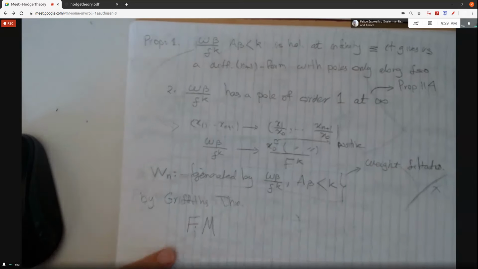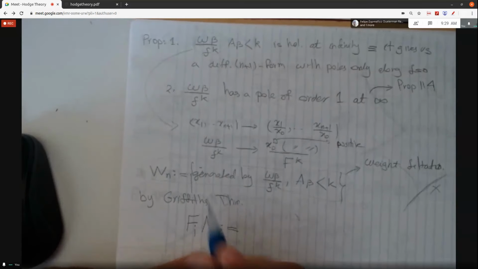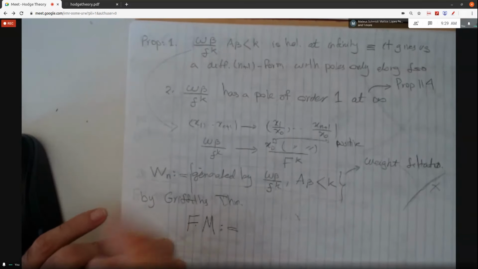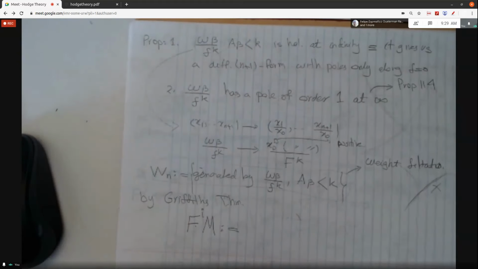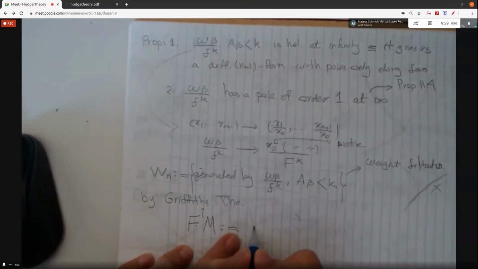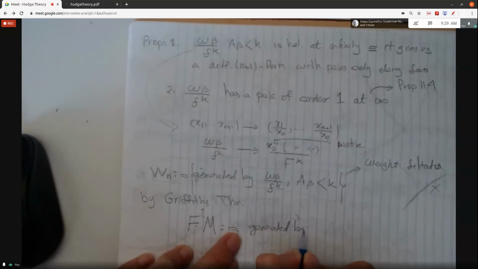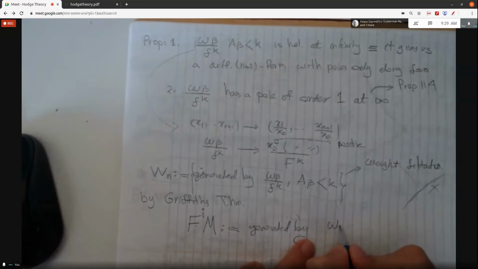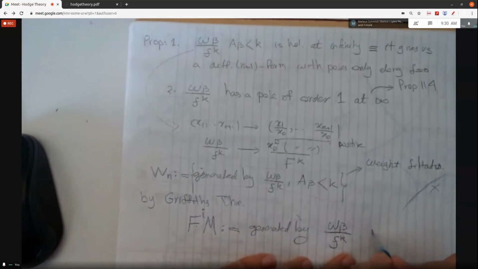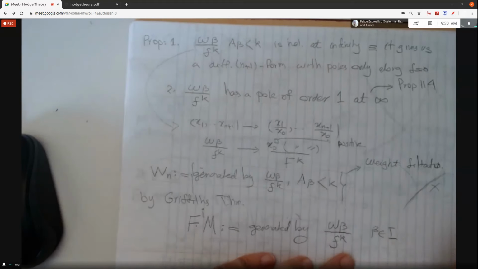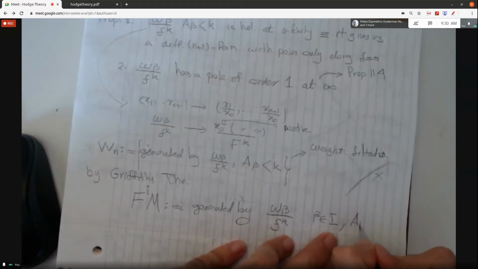Fim, let's say, no, actually, Fi, and what is this? This is just generated by omega beta, Fk, beta in I and beta.